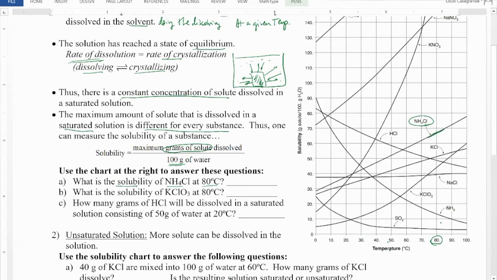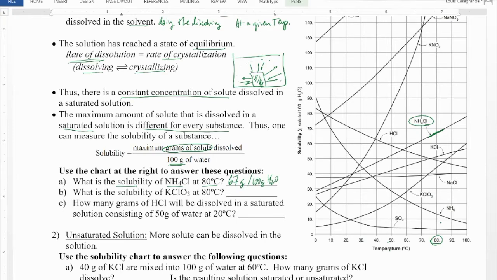Now remember, that's the saturation line. That's how much of the ammonium chloride will be dissolved in equilibrium at 80 degrees Celsius. And so that looks to me to be somewhere around 67 grams of ammonium chloride per 100 grams of water. Again, with these diagrams, if you're off by 1 or 2 in your reading, that's going to be okay.